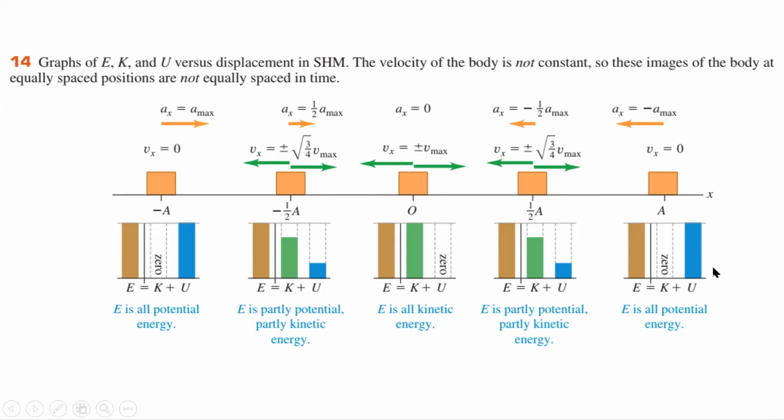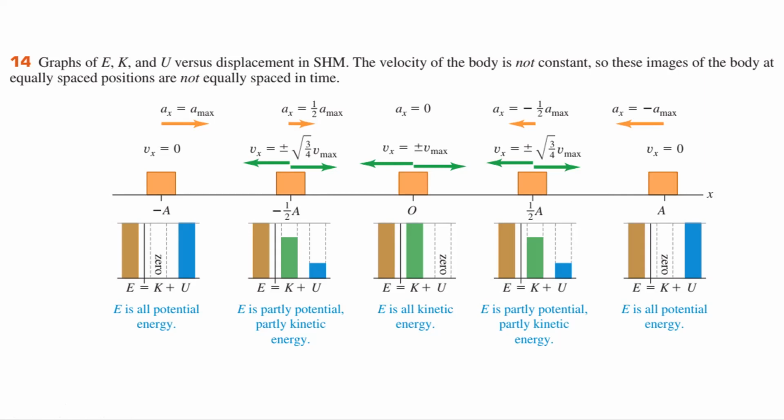its maximum displacement or the amplitude, wherein the total mechanical energy is equal to the maximum potential energy. In the same way, when our body is at the negative amplitude, or at the left, we have 0 kinetic energy and all the potential energy is equal to the total mechanical energy.